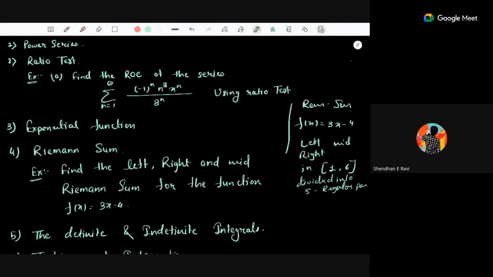That means how this function behaves. What are the limiting properties? What are the continuity and differentiability of this particular function? Okay, so that's all about week 7. Till this portion we have week 7, and then we'll jump into week 8.